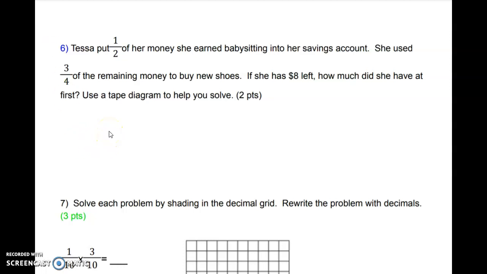So make your tape diagram and then start with the first part, which is putting half of the money into her savings account. So show 1/2 and make sure you label it savings. Then cover up that half and then show 3/4 of the remaining as buying shoes. The box that's left will represent the $8, and you can use that to help you figure out how much money she started with.